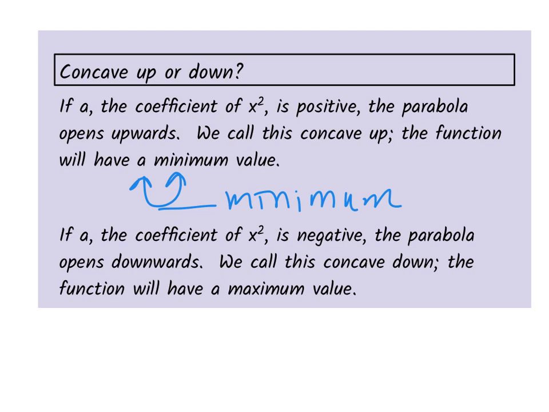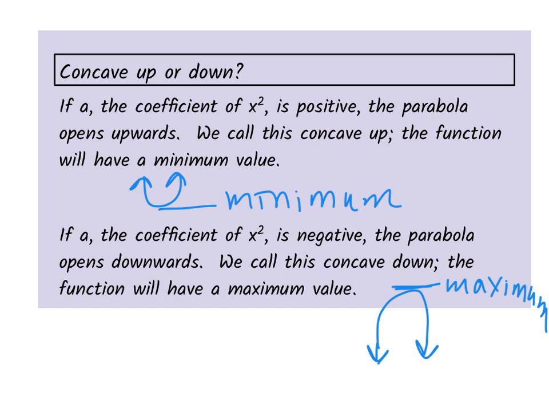Okay, if a, the coefficient of x squared, is negative, then the parabola opens downward, like this. And we call that concave down, and the function will have a maximum value, which is right here. So it reaches a high point and then comes back down again. Okay, so concave up, like think about diving into a pool. You dive down, you reach the bottom or as far as you can get, and then you head back up to the surface for air.